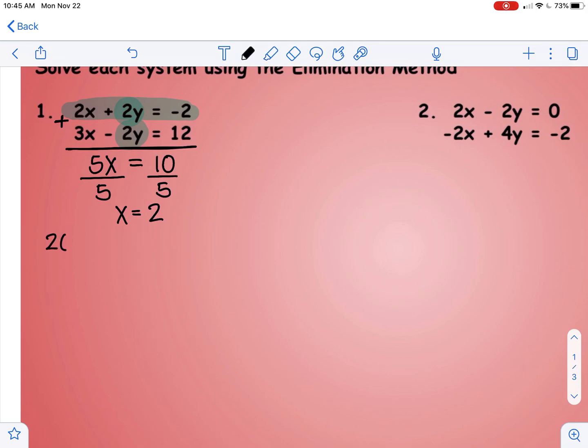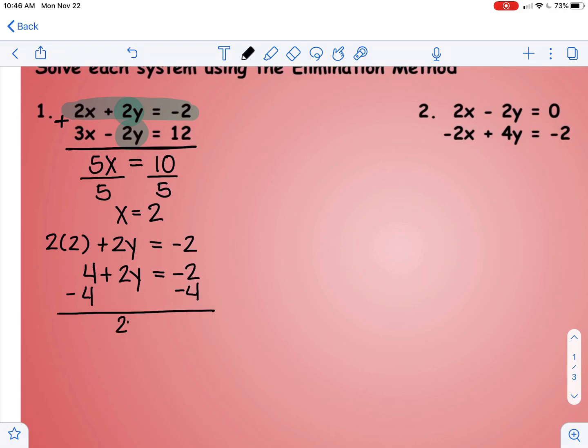So I'm going to have 2 times 2 plus 2y is equal to negative 2. So I'm going to have 4 plus 2y is equal to negative 2. And that's a two-step equation. So I'm going to go ahead and solve that. So the first thing I'm going to do is add or subtract my constant. So here I'm going to be subtracting it since it is a positive 4. And that's going to give me 2y is equal to negative 6.